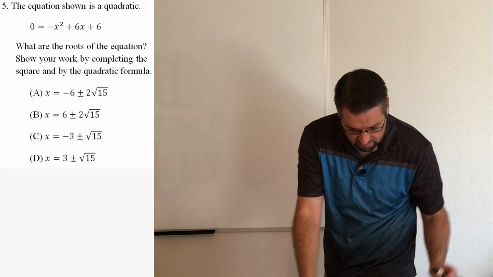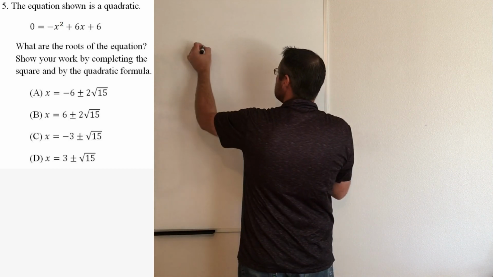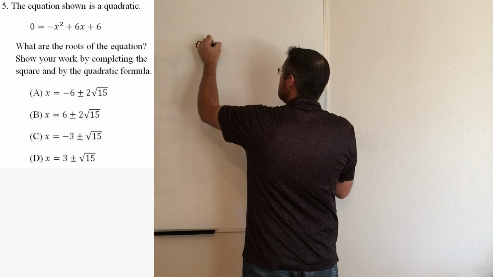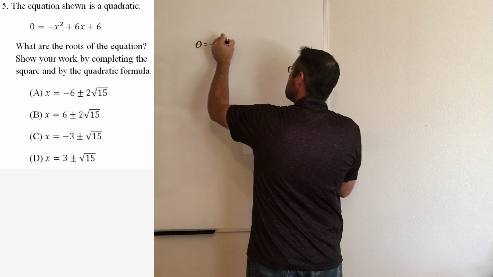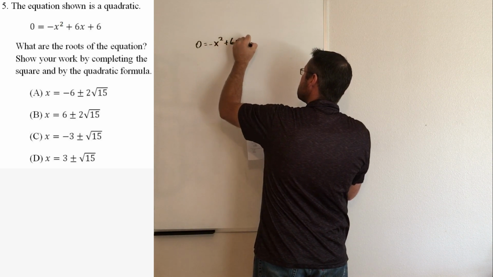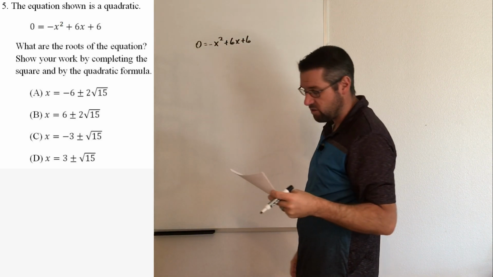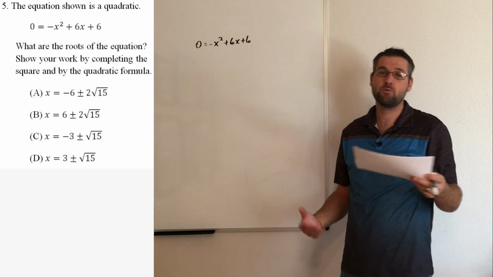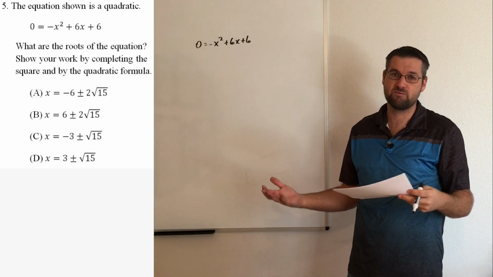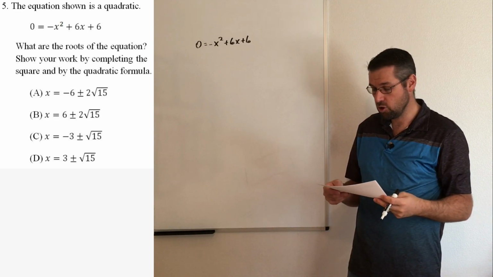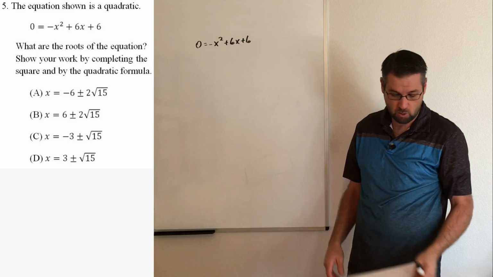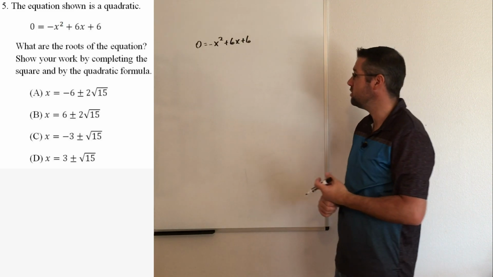Okay, for number 5, we're given this equation 0 equals negative x squared plus 6x plus 6. And it says to find the roots of the equation. Another way to say find the roots is just solve for x. Show your work by completing the square and by the quadratic formula. So there's two methods I want you to use here.